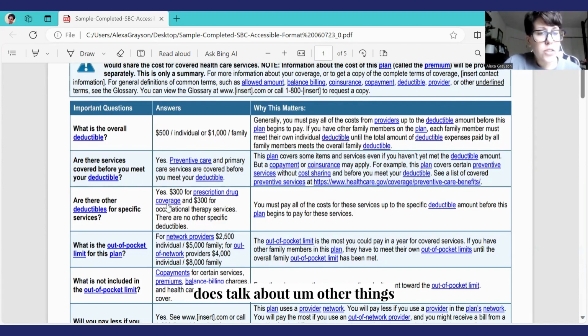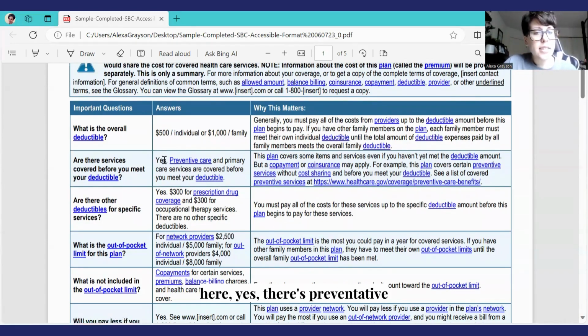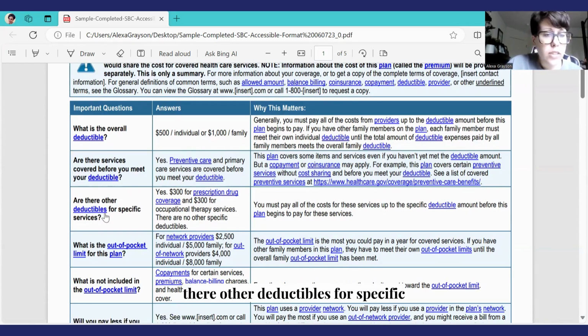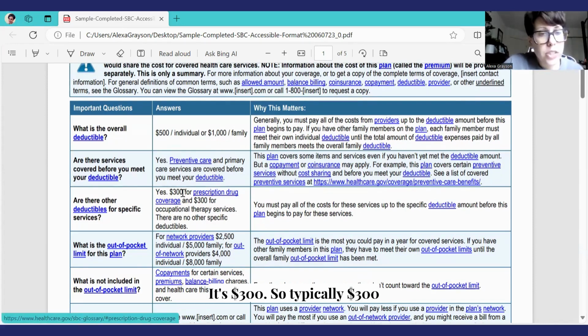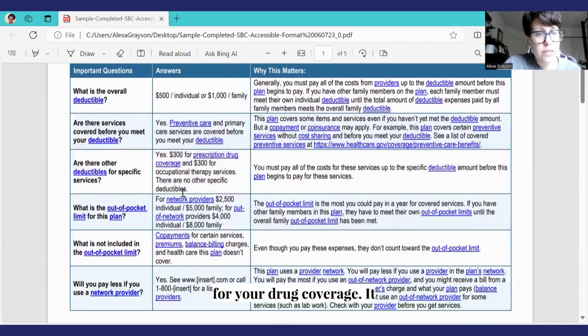When you go down, it does talk about other things that the deductible applies to. Are there services covered before you meet your deductible? It says here, yes, there's preventative care and primary care, and those services are covered before you meet your deductible. So in those cases, it would just be a copay. It also asks, are there other deductibles for specific services? This is common for prescription drug coverage. And here it tells you what the deductible is. It's $300, so typically $300 before a copay would kick in for your drug coverage.